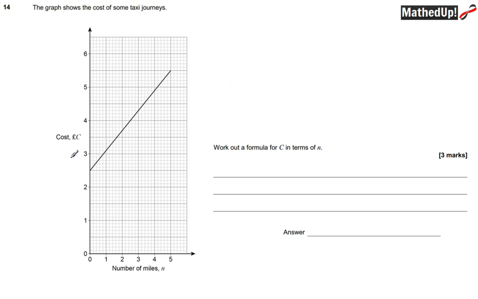So if we start by writing down what our y-intercept is, we can see it's £2.50. So my y-intercept is equal to £2.50. Okay, I also need to know what the gradient is. I'm going to call that m.